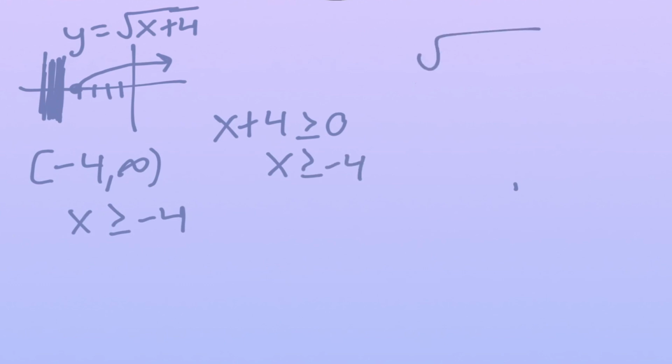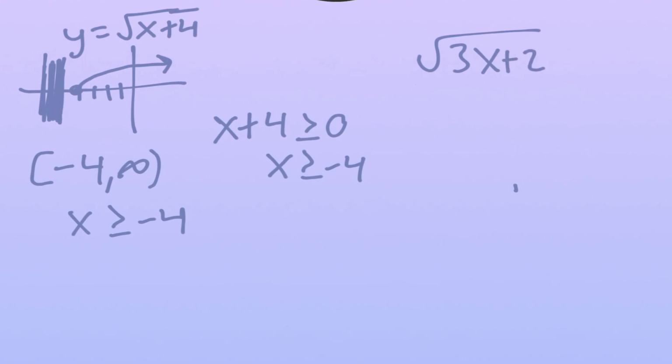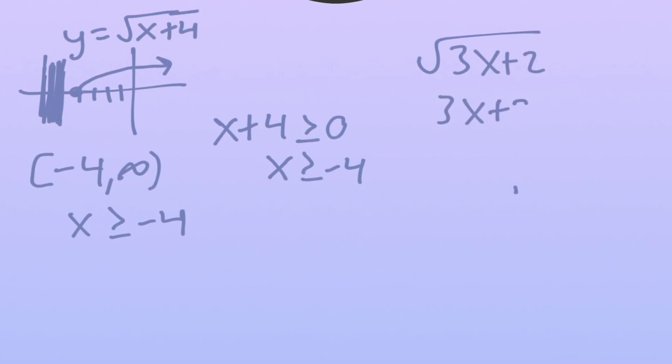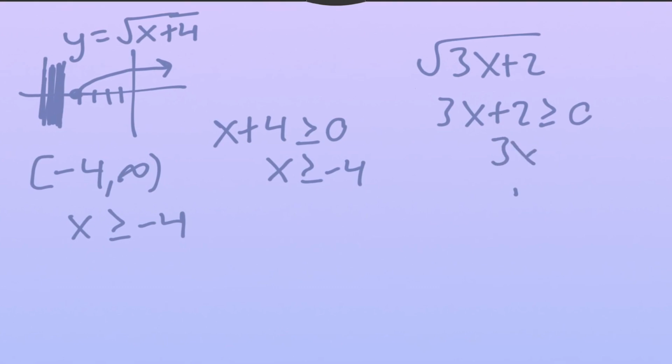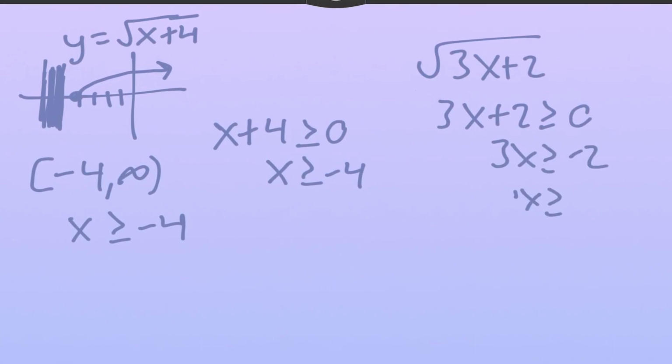So if you had a harder square root like 3x plus 2 and we didn't want to graph it, same thing, just set what's underneath greater than or equal to 0, and then you can solve for x from there.